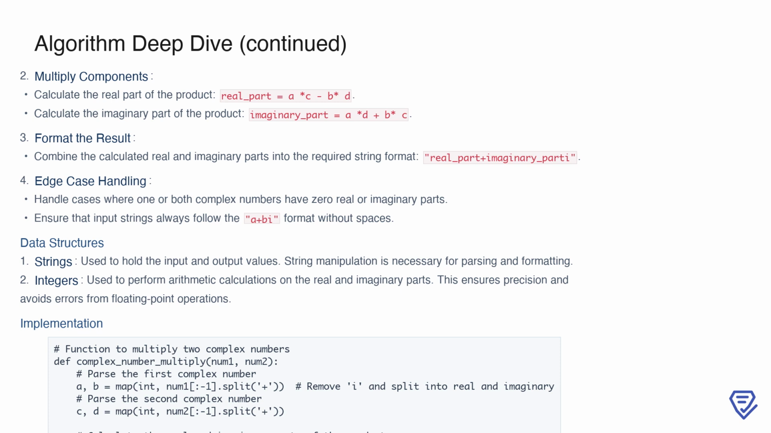It's also critical to handle edge cases, such as when one or both complex numbers have zero real or imaginary parts. For instance, if the input is 0 plus 0i, the output must also be in the correct format. Additionally, we assume that all input strings follow the A+bi format consistently, with no spaces or unexpected characters. From a data structure perspective, strings are used to hold the input and output values, while integers are employed for precise arithmetic calculations, avoiding the potential pitfalls of floating point errors.